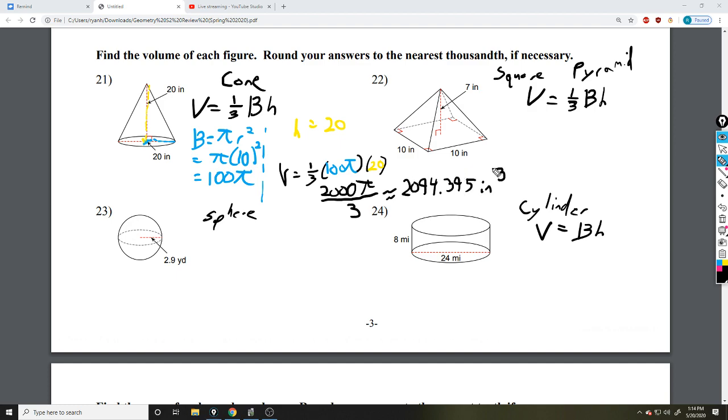Inches cubed now. Cubed because it's a volume. Volumes in units cubed. If you're not seeing how it's units cubed, remember that we did pi r squared for our area of the base. So we have inches squared times the height makes inches cubed. Okay, next.